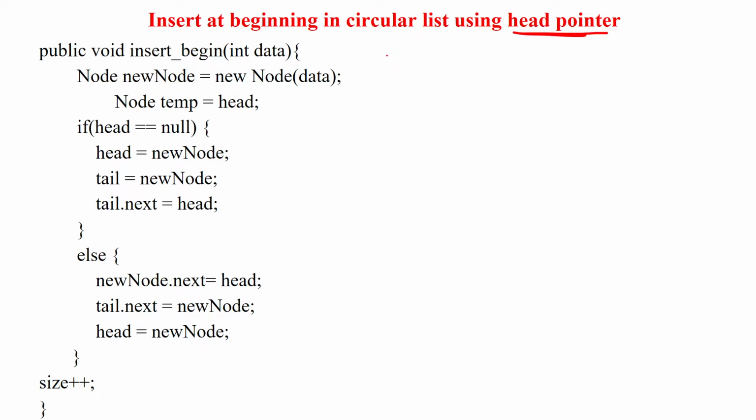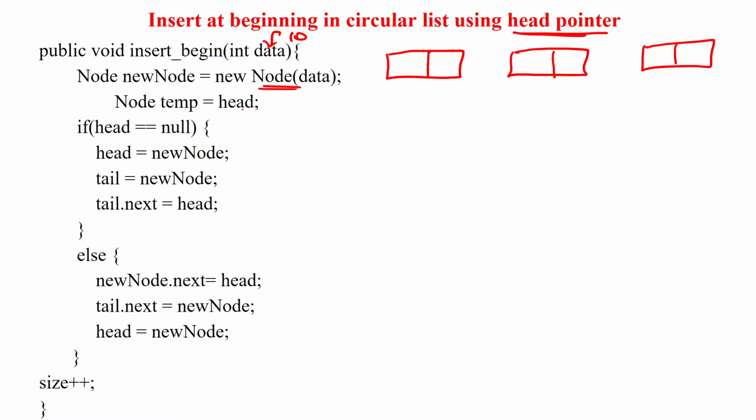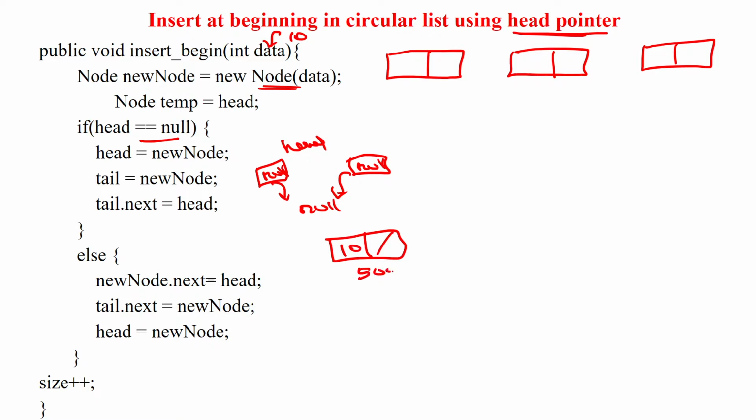Suppose I want to insert by using the head pointer. Here I have the list like this. Initially we are passing the value. Suppose it is 10, then I create the new node using 10, and we check whether the list is empty or not. If the list is empty, head will be null, and tail also will be null. Then I insert the new node. The value is 10, the next is null, and assume the address is 500.